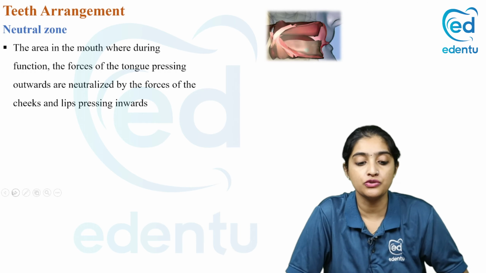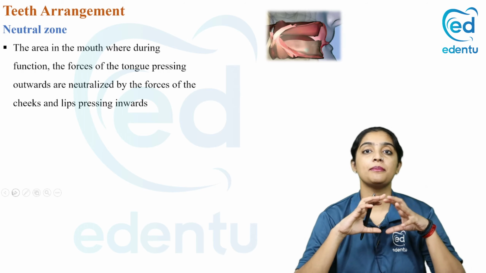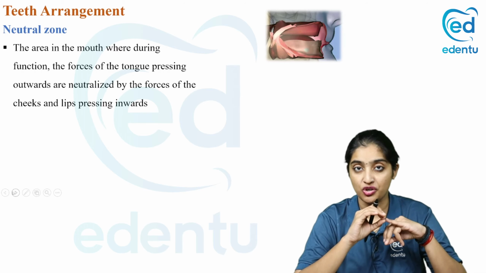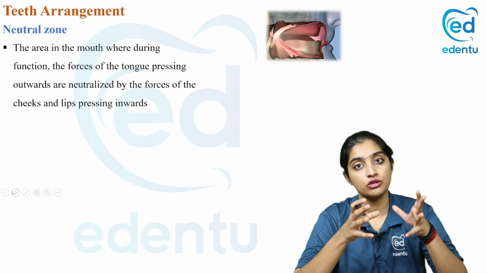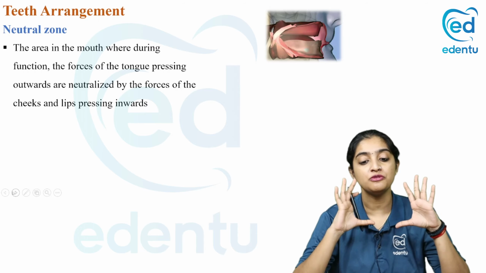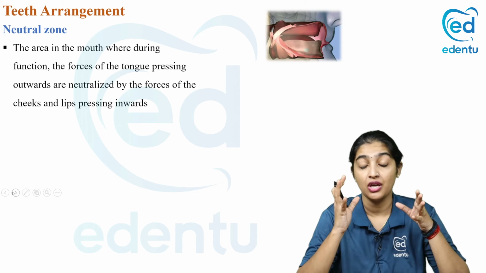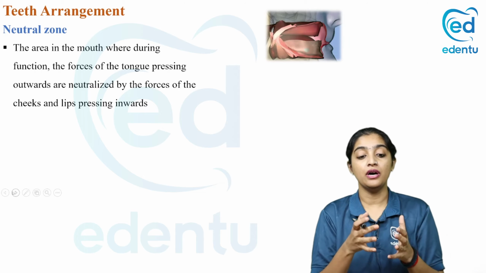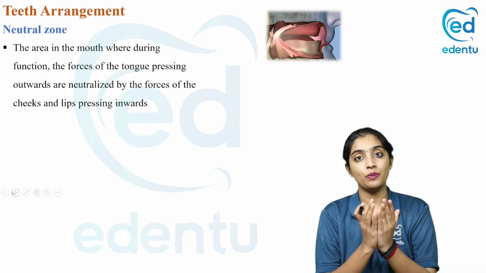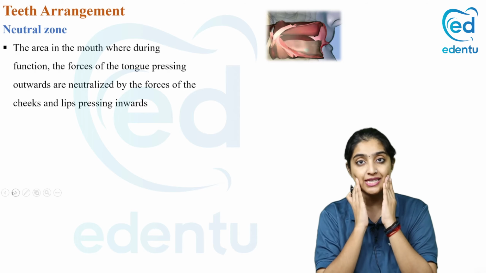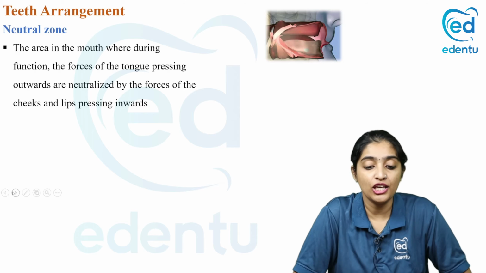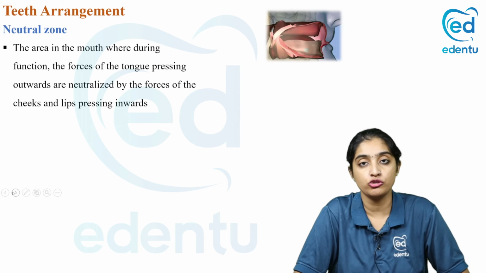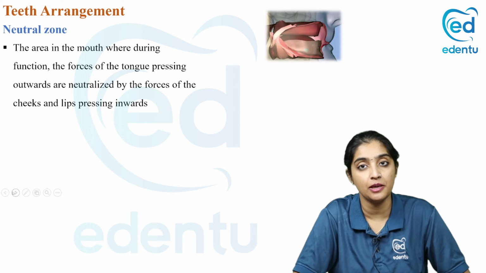Coming to the neutral zone. Always remember, especially for a knife-edged ridge, you try to set the tooth in the neutral zone. The neutral zone is basically the area of the mouth between the cheeks and the tongue, in a very neutral position. It is the area of the mouth where, during function, the forces from the tongue pressing outwards are neutralized by the forces of the cheeks and lips pressing inwards.